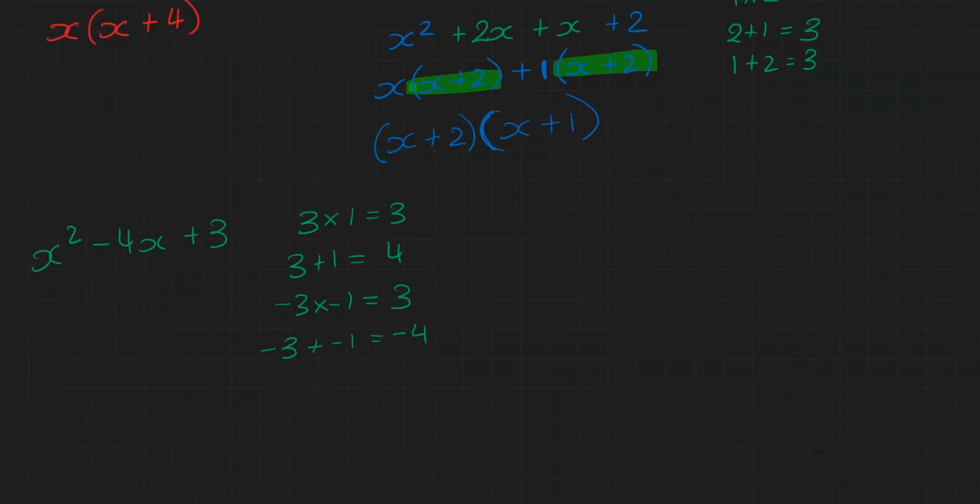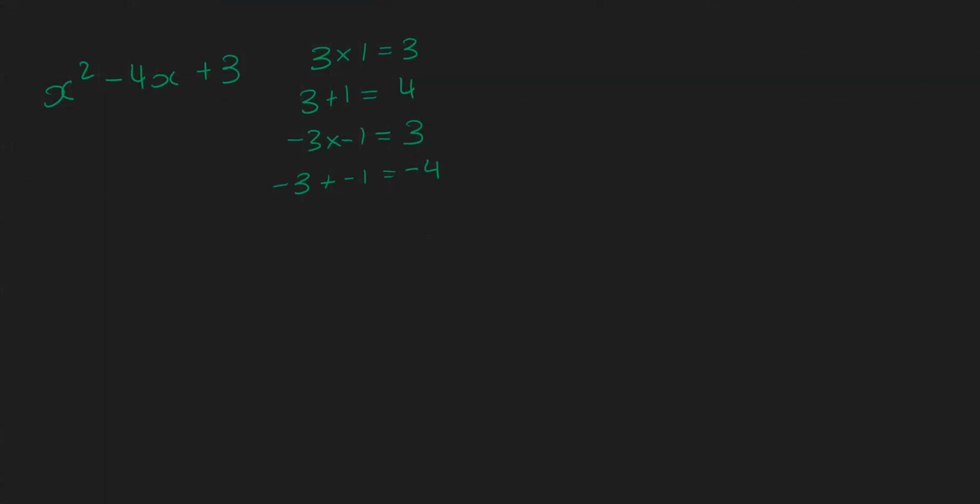So now, I'll just go up slightly so I've got a bit more space. We can split it up. We've got x squared minus 3x minus x plus 3. And again, we can treat it as two different terms.